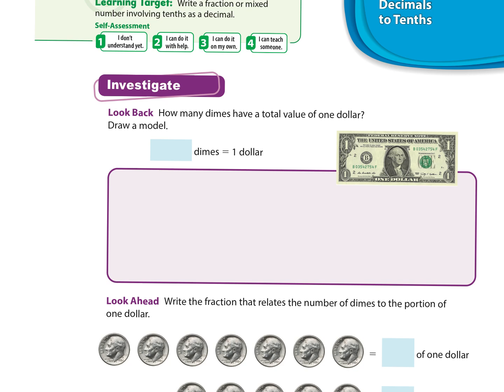We are covering lesson 1.3 today. It's called decimals to the tenths place. We're going to start with our investigate first.